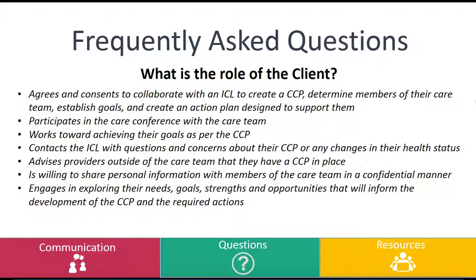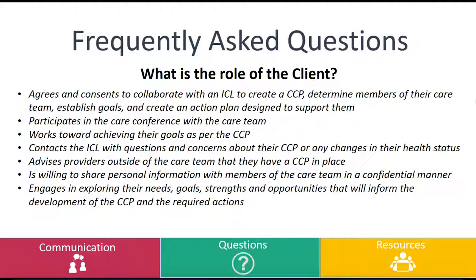The next question is, what is the role of the client? The client also does have an important role and responsibilities in the coordinated care plan as well. If the client agrees and consents to a coordinated care plan, then it's expected that they themselves or their substitute decision maker collaborate with the ICL to establish their goals and create an action plan that will support them in meeting their health needs.